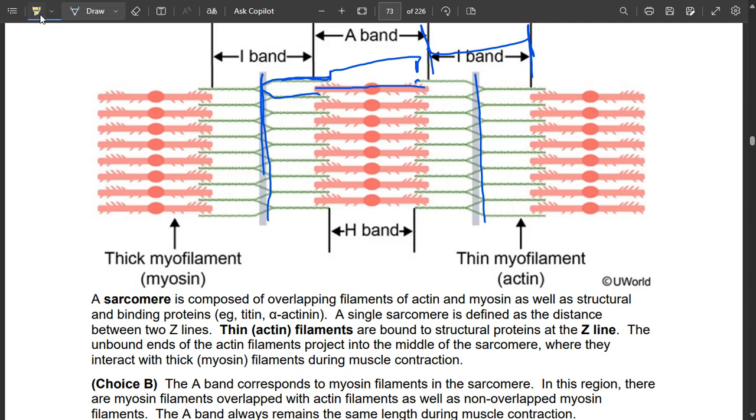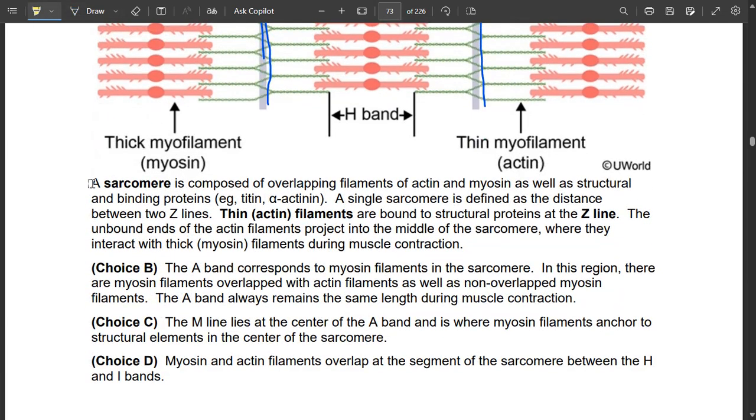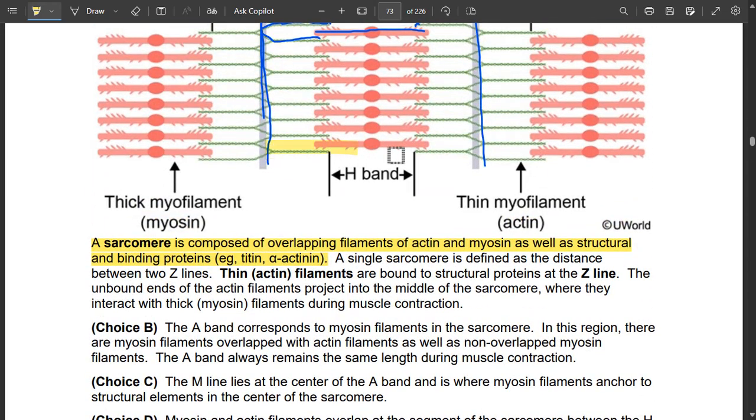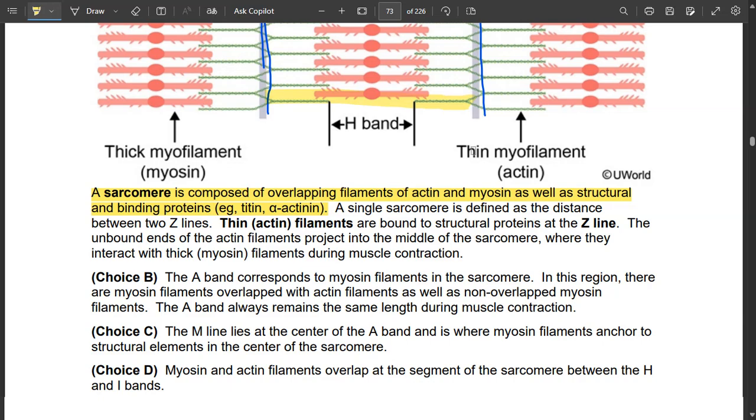All right. So a sarcomere is composed of overlapping filaments of actin, myosin, and the structural and binding proteins titin and alpha actinin. So there are actin and myosin as well as titin and actinin. A single sarcomere is defined as the distance between two Z lines. So the distance from here to here, between two Z lines, is called a sarcomere.